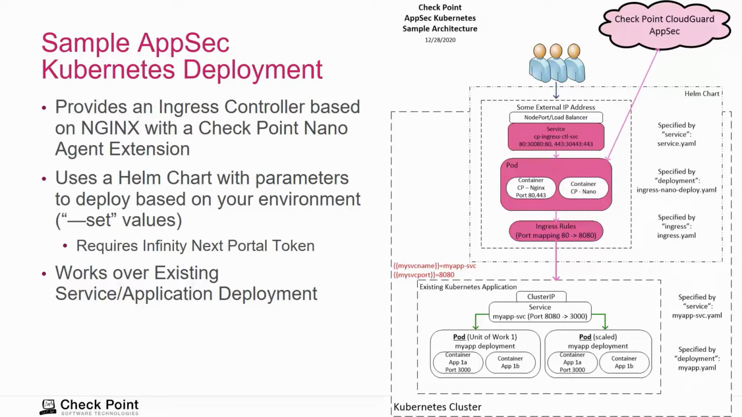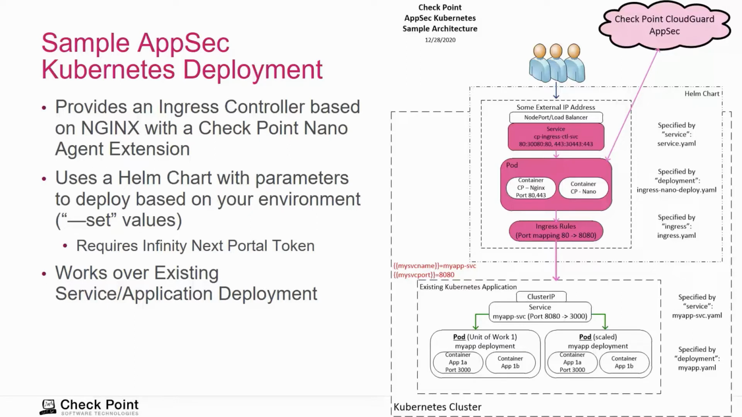What we're adding on top of that is the Kubernetes environment for CloudGuard AppSec. We've simplified the deployment of this with a Helm chart. The Helm chart provides several different YAML files associated with the configuration. The first one at the top is what we call the service.yaml file that has the definition for a node port load balancer solution in front of the worker pods that are protecting the environment. The second component is the pod that has two containers. We've got an Nginx deployment along with the Check Point Nano agent that's associated with this.